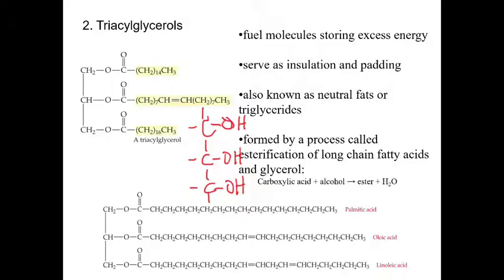And what happens is an esterification reaction happens where a carboxylic acid, and it could be any fatty acid, can form an ester with any of these 3 hydroxyl groups. And what happens is in fact, in this reaction, to form a triacylglycerol, you get 3 fatty acids that actually react with these 3 hydroxyl groups to form 3 ester bonds.